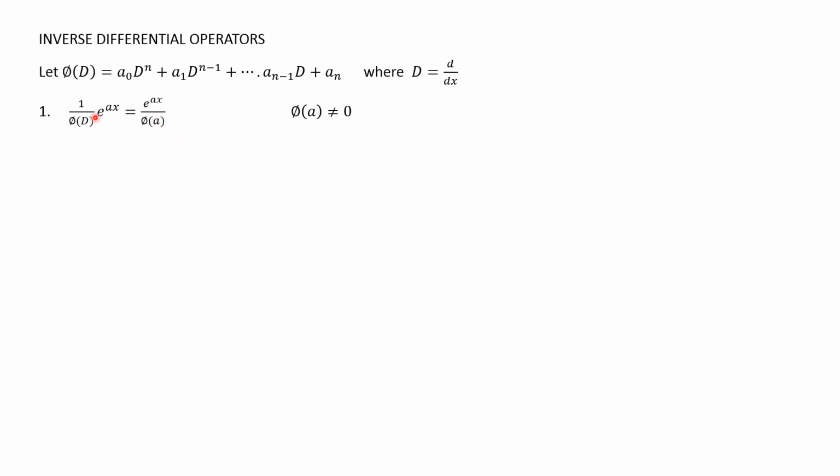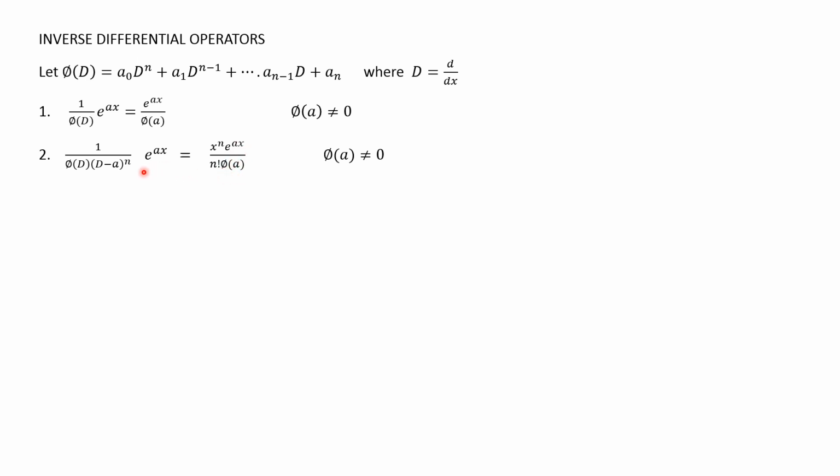Number 1: 1 over phi of D of e to the ax equals e to the ax over phi of a. It means to say that you just have to substitute D for a. Now, phi of a here is not equal to 0. Now, 1 over phi of (D minus a) to the n of e to the ax is x to the n e to the ax over n factorial phi of a.